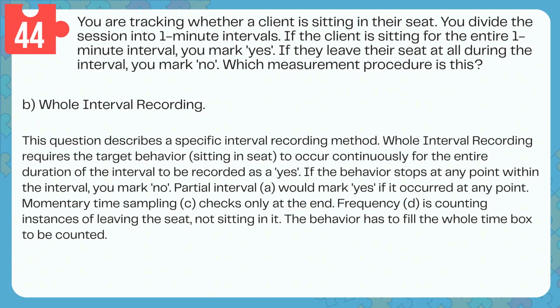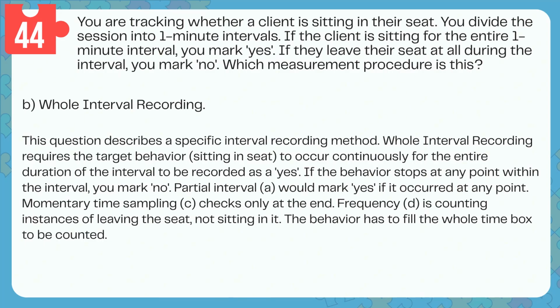Answer: B. Whole interval recording. Explanation: this question describes a specific interval recording method. Whole interval recording requires the target behavior, sitting in seat, to occur continuously for the entire duration of the interval to be recorded as a yes. If the behavior stops at any point within the interval, you mark no.